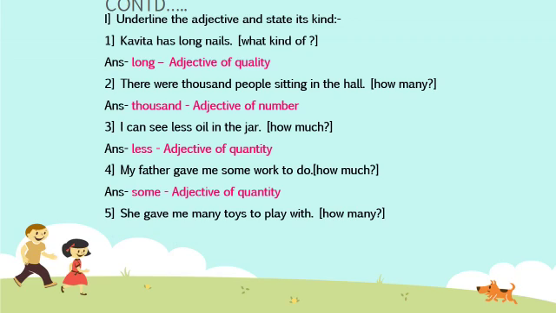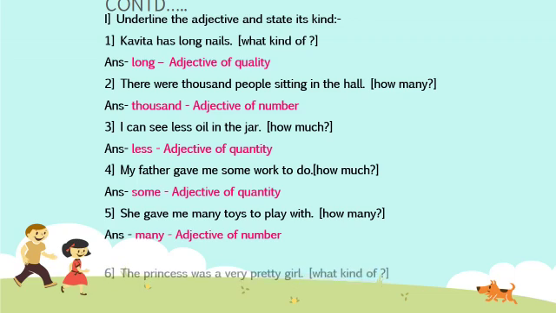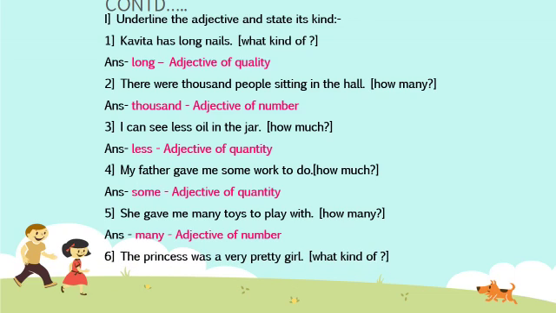And fifth one is she gave many toys to play with. So how many toys did she give me? She gave many toys to play with. Many. How many toys? Many toys. So many becomes the adjective of number. And the sixth one is the princess was a very pretty girl. What kind of girl was the princess? Pretty girl. It describes the princess's quality, pretty. So pretty becomes the adjective of quality.